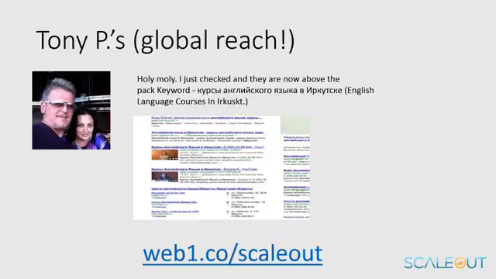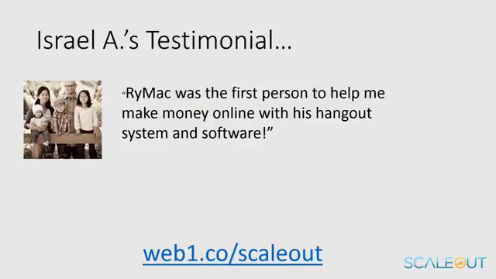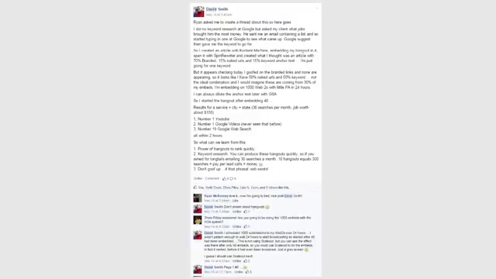Now, if you're on this call and you're not in the US, you're global, you're in other countries. Here's one of my global users. He's in Russia. His name's Tony, and he's been killing it in other markets. I can't even read the stuff he's doing, but his screenshots are amazing because he always has results. Israel Rymac was the first person to help me make money online with his Hangout system and software. Israel is now a full-time entrepreneur who used to work a full-time job; using Scale Out and this training in the back, he's now killing it locally with his business.